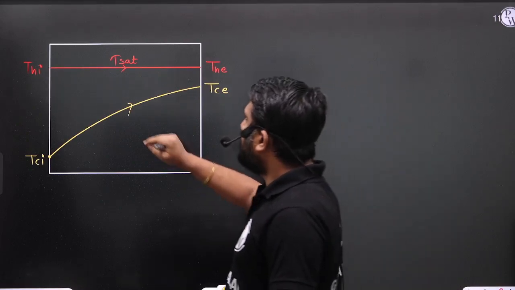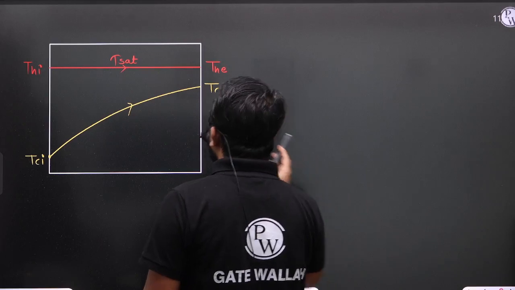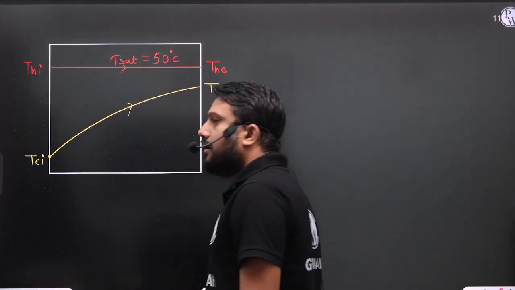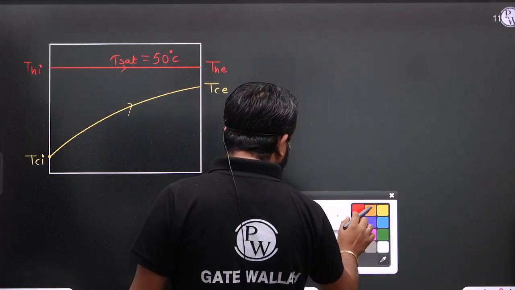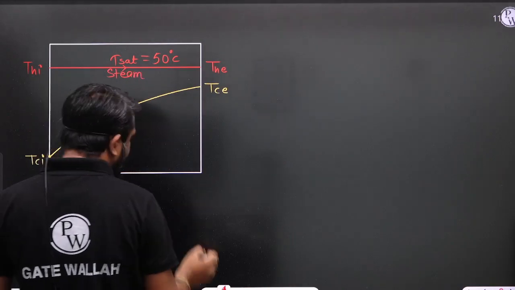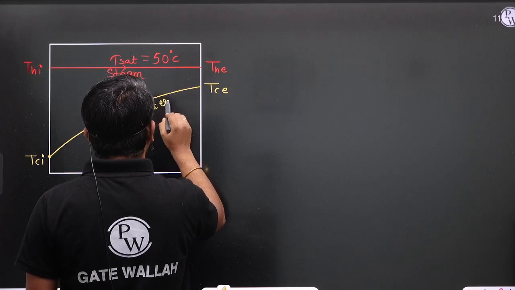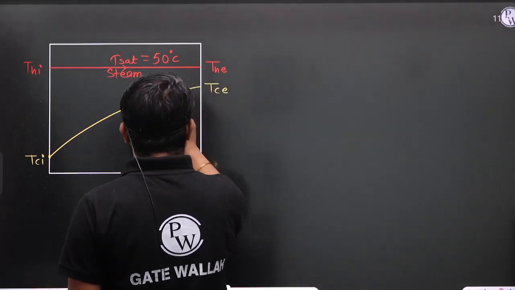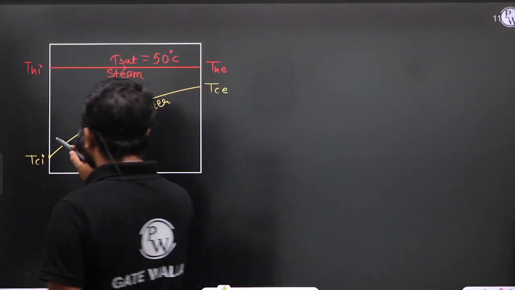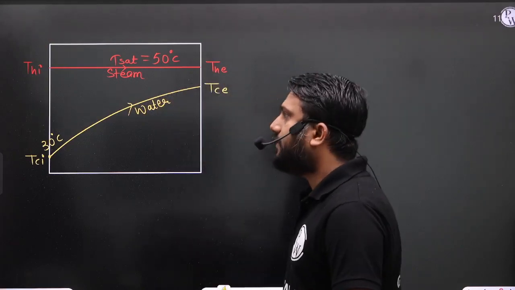Now see, this is the hot fluid inlet temperature and hot fluid exit temperature, and this temperature is equal to the saturation temperature, which is 50 degrees Celsius, right? This is the steam, and this is the water. Water inlet temperature is 30 degrees Celsius, so this temperature is 30 degrees Celsius. And in this question effectiveness is asked.